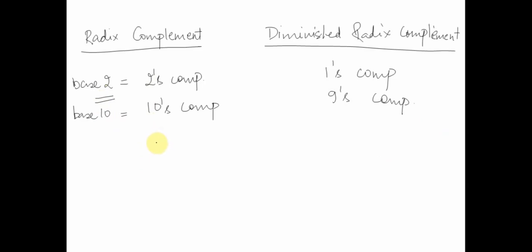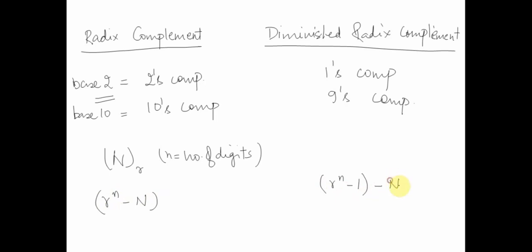So as a rule of thumb, if a number is N, base is r, and number of digits is n, correct? So if I am saying there's a number called N in a base r having n digits, the radix complement for that number would be r raised to power n minus capital N, and the diminished radix complement for that number would be r raised to power n minus 1 minus N.